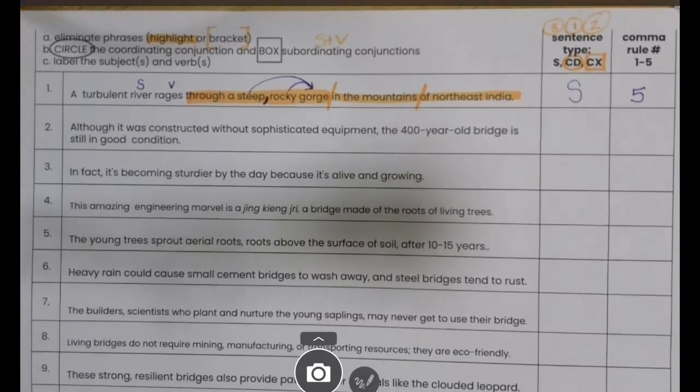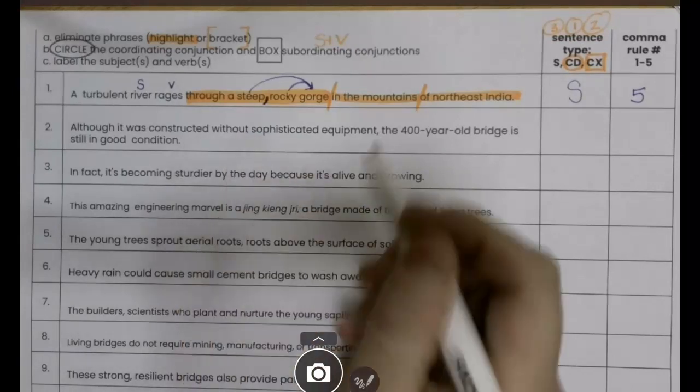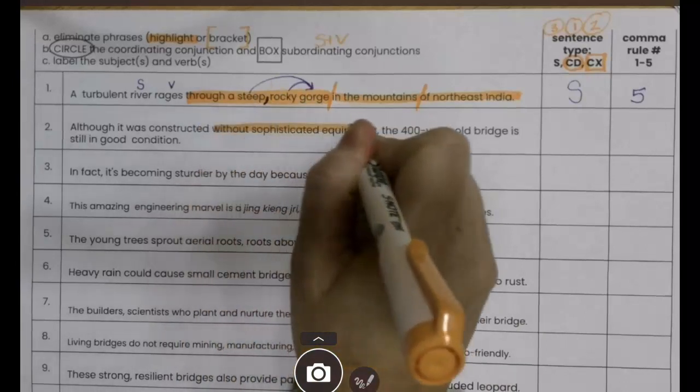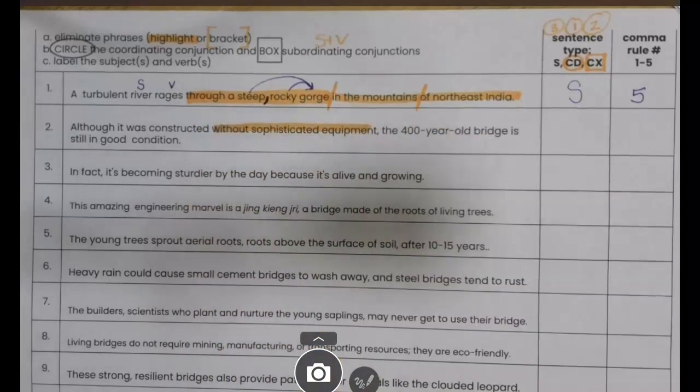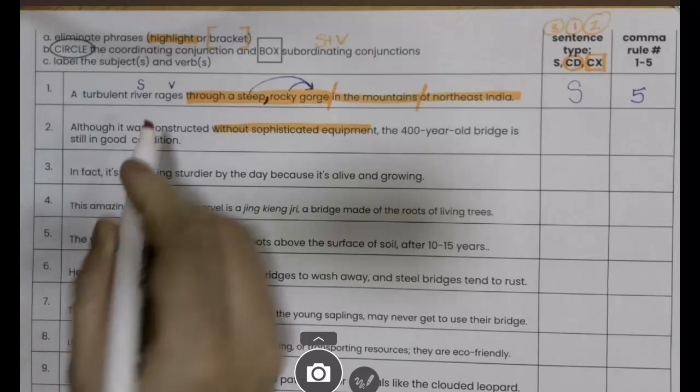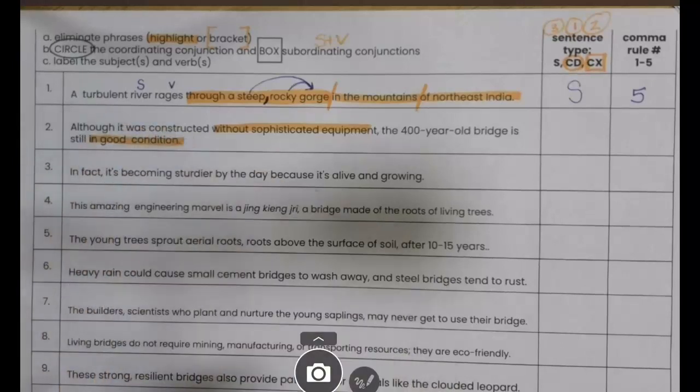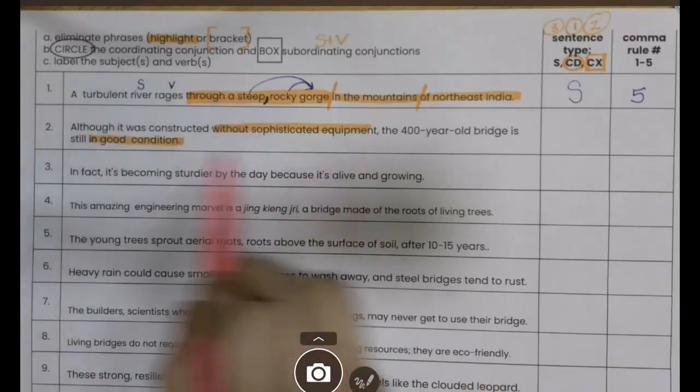All right, number 2. Although it was constructed without sophisticated equipment, the 400-year-old bridge is still in good condition. So I see 2 prepositional phrases. Without is a preposition. Without what? Without sophisticated equipment. And then I see in what? In good condition. So now I'm going to go look to see, do I see a coordinating conjunction?